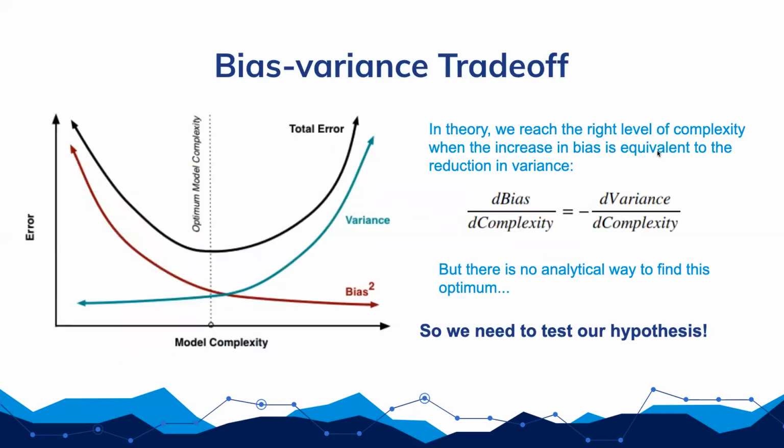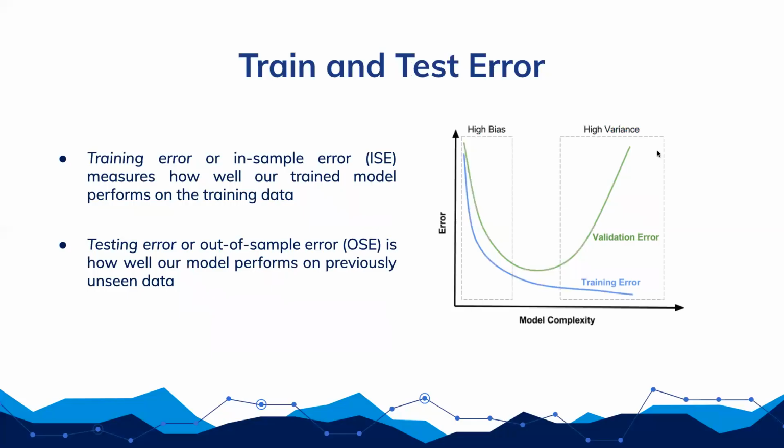Okay, so again, there's a trade-off between bias and variance. In theory, you want to minimize both while we're also minimizing error. It would be great if we could just take some derivatives, find the minimum, and everything would be great, but in practice, that's not possible. So the only way to do this is really through trial and error, experimentation, and testing. So that brings us to the next topic, which is train and test error.